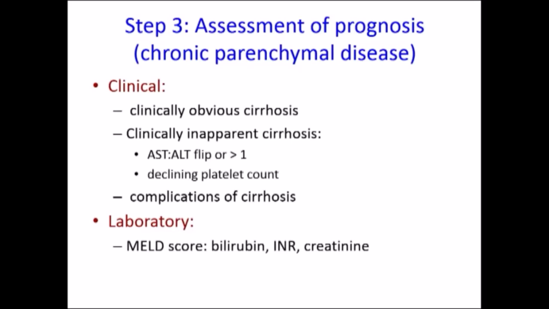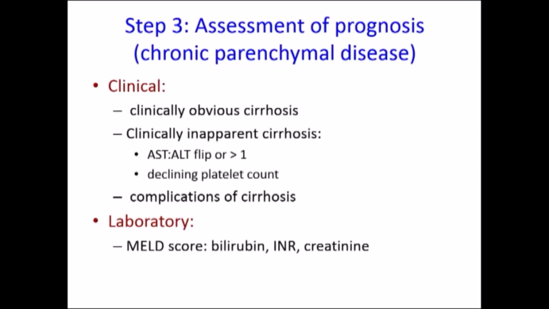One, if your AST is higher than the ALT, particularly if you've been seeing a patient with chronic liver disease for a period of time, and suddenly there's a flip where instead of the ALT being higher than the AST, the AST is now higher than the ALT. Or if you see the platelet count beginning to drift downwards, 250, 200, 175, 145, that's a very ominous sign that you have portal hypertension, you're progressing into cirrhosis. Or of course, it's very obvious if they have complications of cirrhosis.